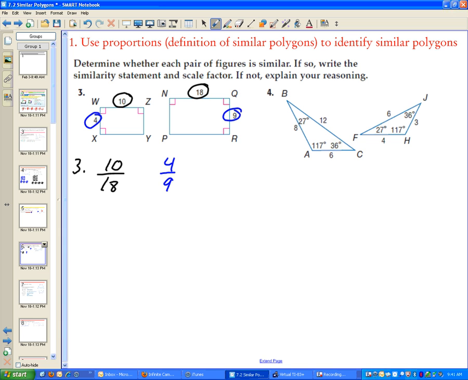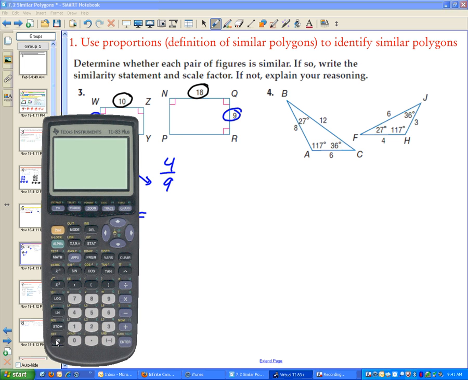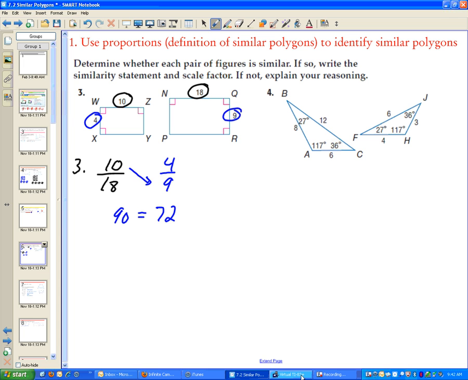Are those ratios equal? They're not. Okay? If I reduce 10/18, I don't get 4/9, I get 5/9. Another way to see if they're equal is to do cross products. Because if they're equal, the cross products will be equal. So if I multiply 10 times 9, I get 90. But if I multiply 18 times 4, I don't get 90. So they're not equal. The ratios are not equal.